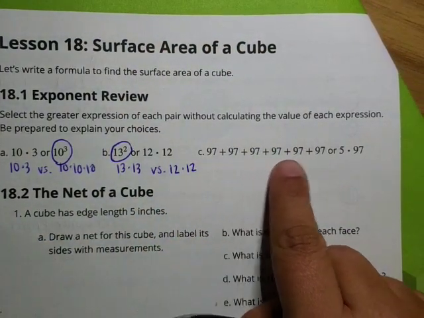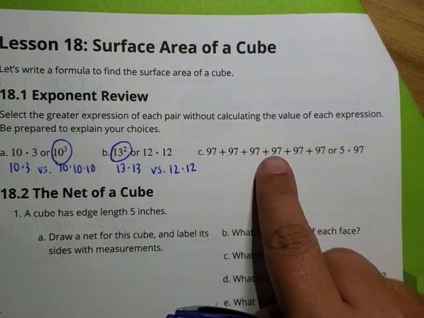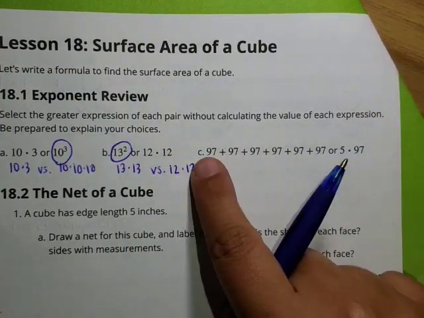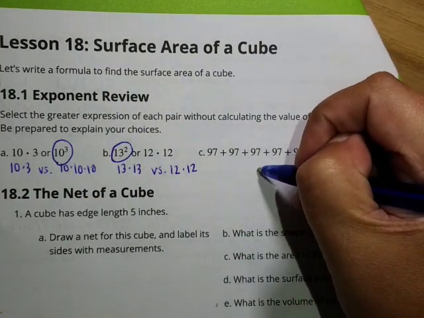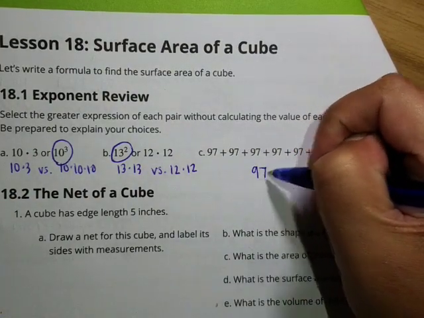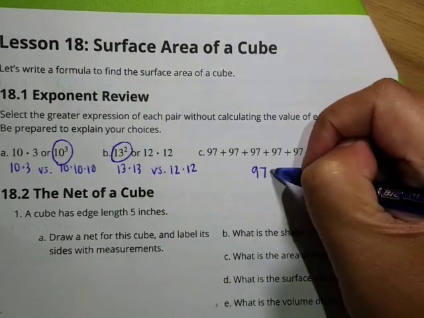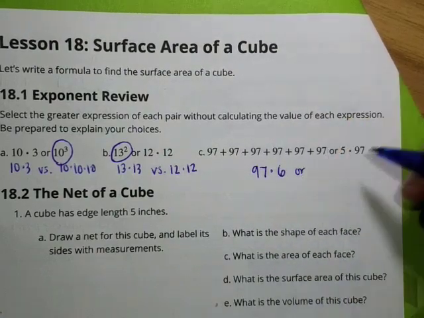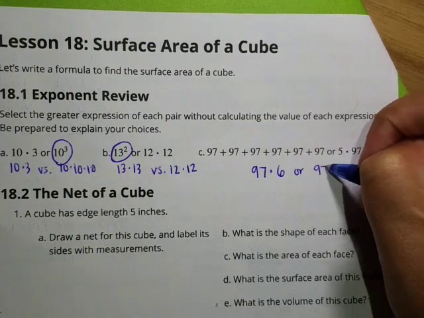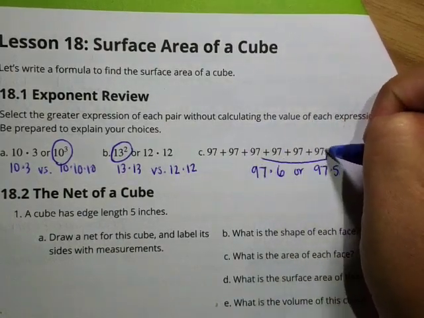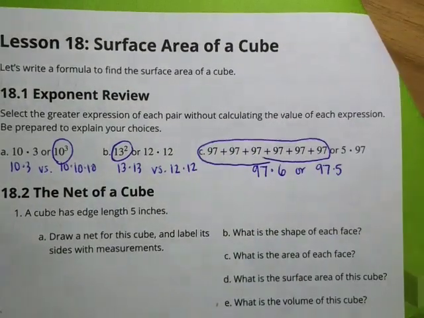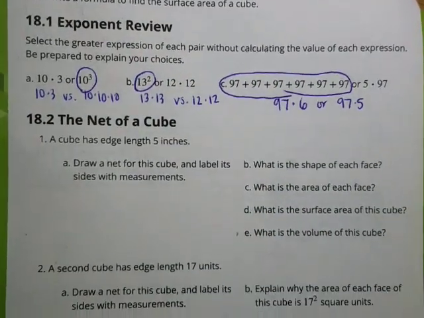97 plus itself 5 times, so 1, 2, 3, 4, 5. Oh, wait, 1, 2, 3, 4, 5, 6 times, sorry. So 97, but instead of adding 6 times, we can just multiply times 6. Or 97 times 5, well, there's more 97s here, so this expression will give you more as your answer.